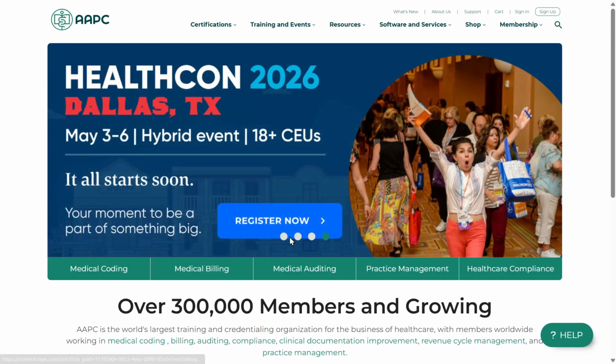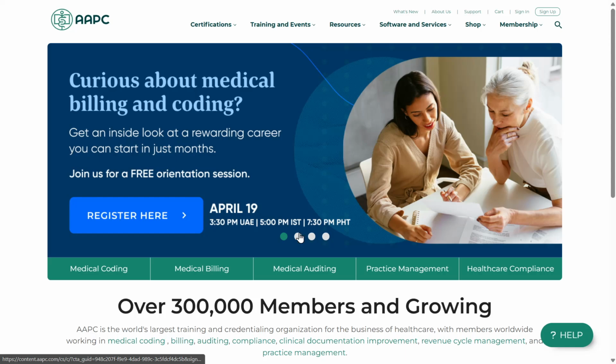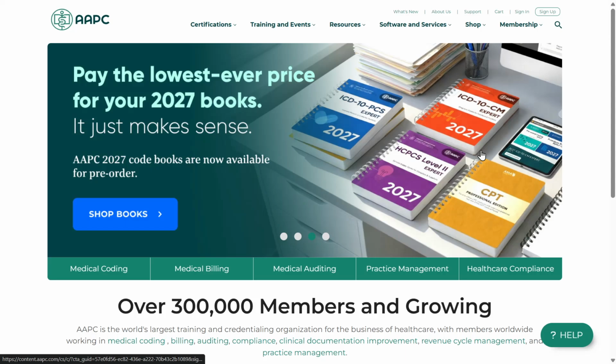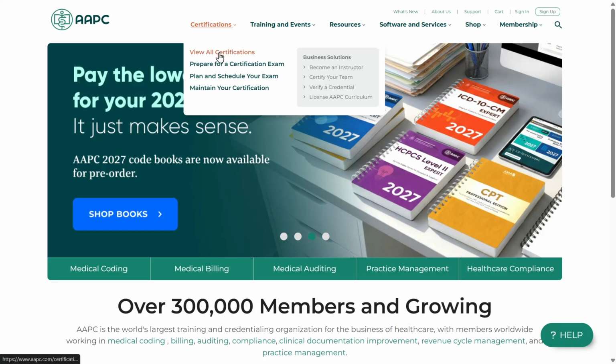Okay, so if you see, these are the books required for the CPC exam: ICD-10 CM, CPT and HCPCS. Okay, so these are the three books that are required for this examination. Then there are different levels of certifications that AAPC conducts.